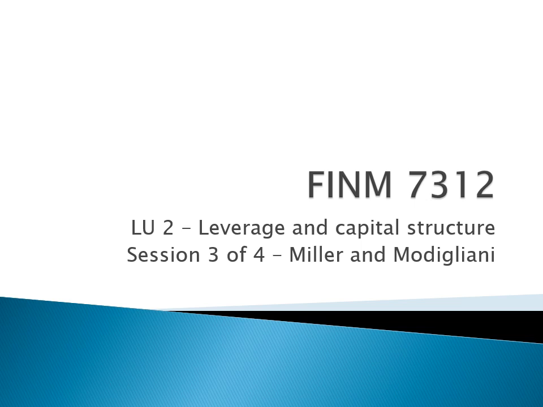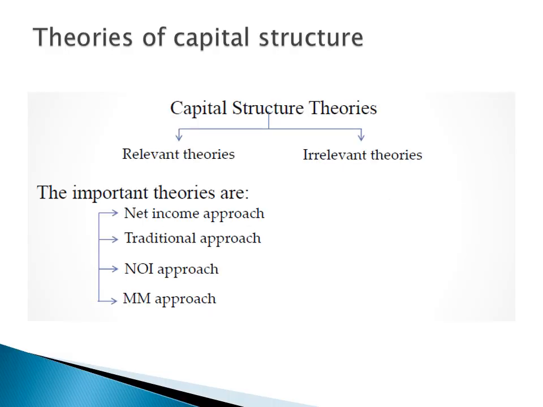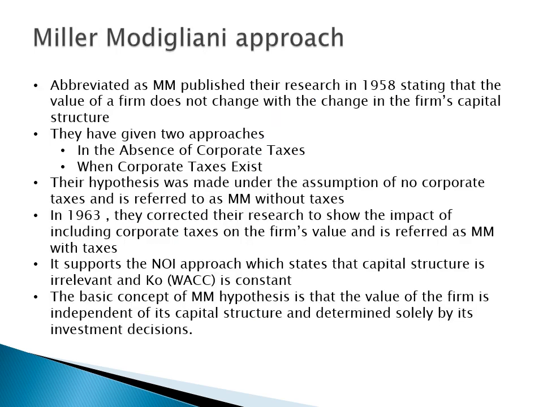Good day, this is the third in a four-part series on leveraging and capital structures and trying to determine the ideal capital structure or the optimal capital structure. This section deals with Miller and Modigliani's approach. So where do they fit in? It is part of the theories that are discussed: the traditional approach, the Miller and Modigliani approach, and then also earnings before interest and tax, etc.